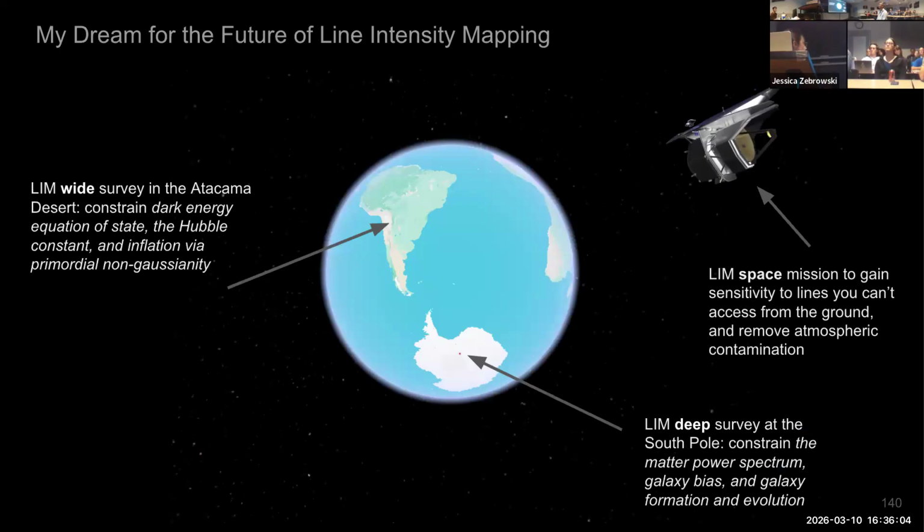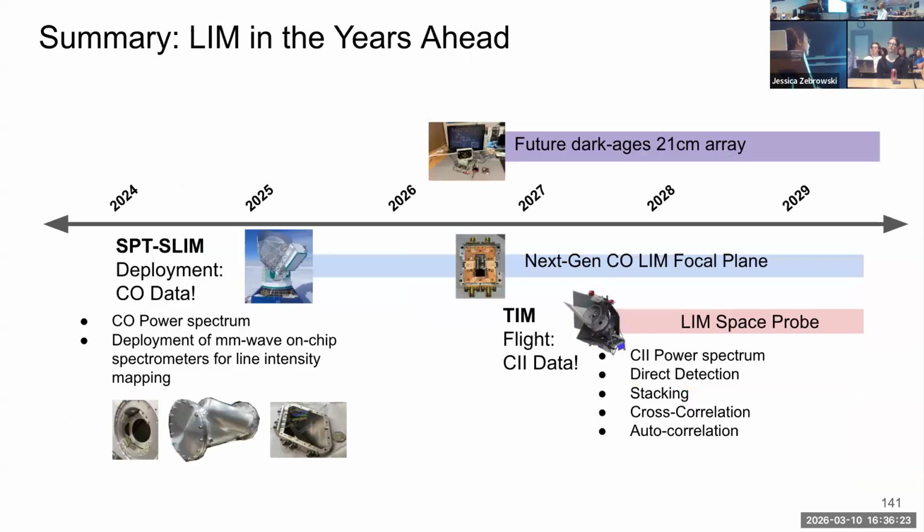That we could do a wide survey in the Atacama Desert to constrain the dark energy equation of state, the Hubble constant, and inflation with PNG. We could do a deep survey near the South Pole, constraining the matter power spectrum, galaxy bias, and galaxy formation and evolution. Maybe even possibly a LIM space mission to gain sensitivity to lines you can't access from the ground and remove atmospheric contamination. So I'll leave you with my final slide, which is just a timeline.